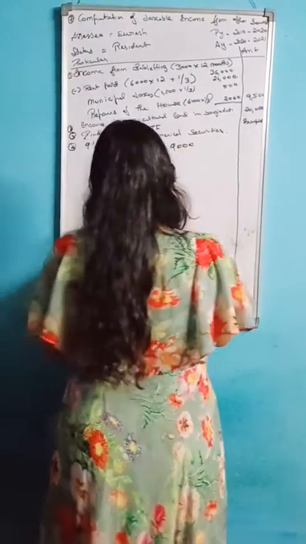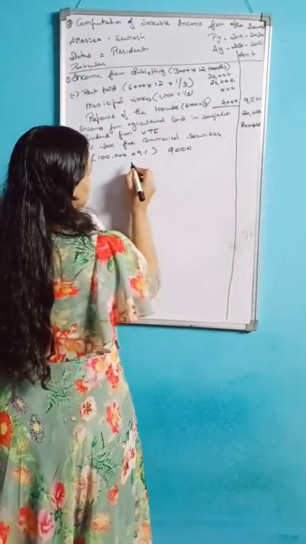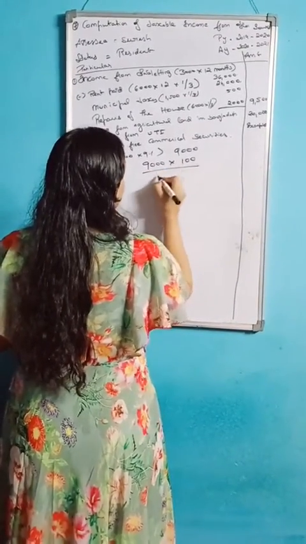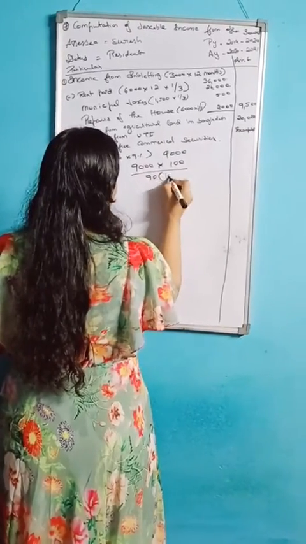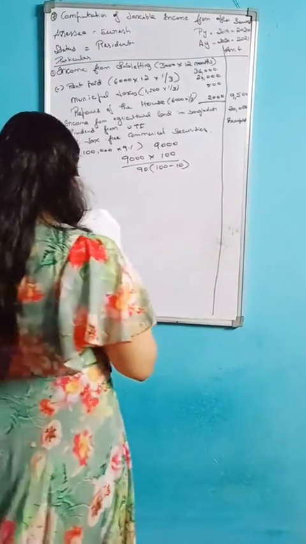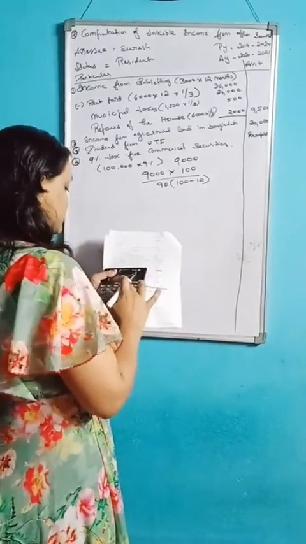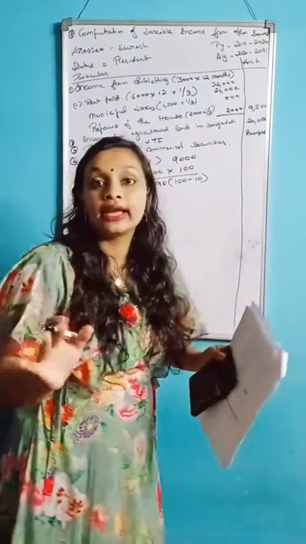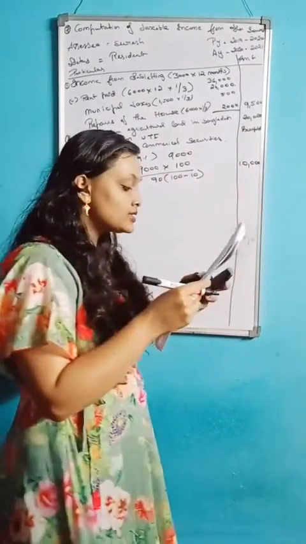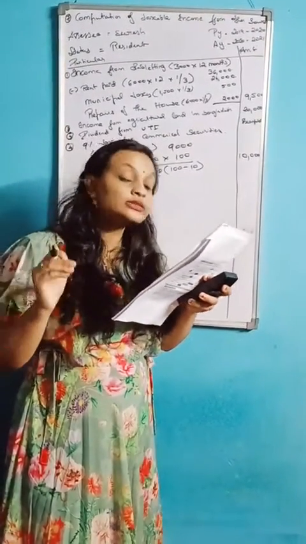Based on this, you should calculate in the format. You should deduct the TDS. That is 9,000 into 100 divided by 90. How will you get 90? 100 minus 10, you get 90. So 9,000 into 100 divided by 90, you will get 10,000. Write here 10,000. The next calculation is 7% debentures of JCT Limited, that is 30,000.